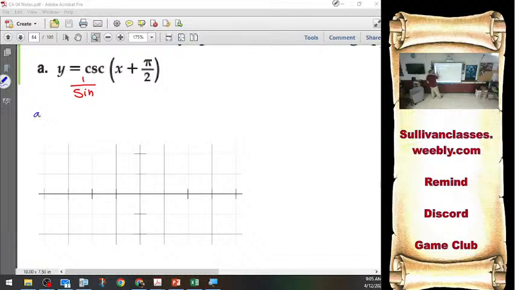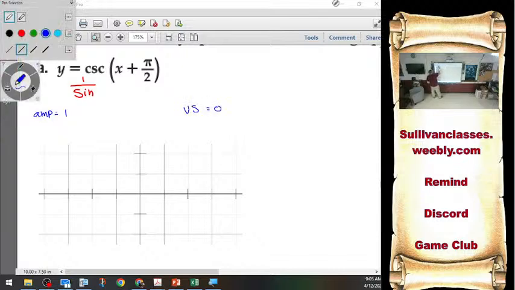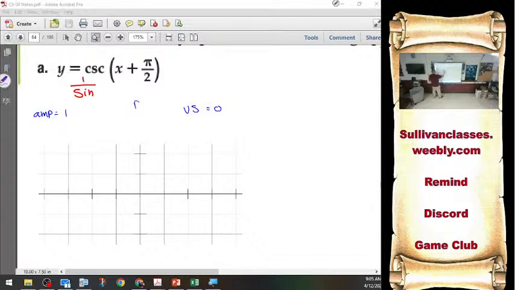I'm going to say the amplitude is still 1. I'm going to say the vertical shift is 0. I'm going to have a phase shift of negative c over b, which is just 1, so negative pi over 2. And I'm going to find my period is 2 pi over b, which currently is just 1.